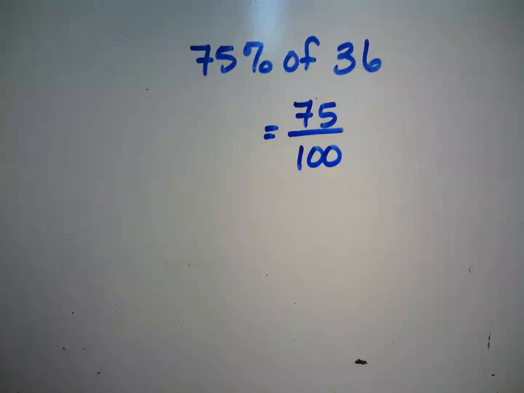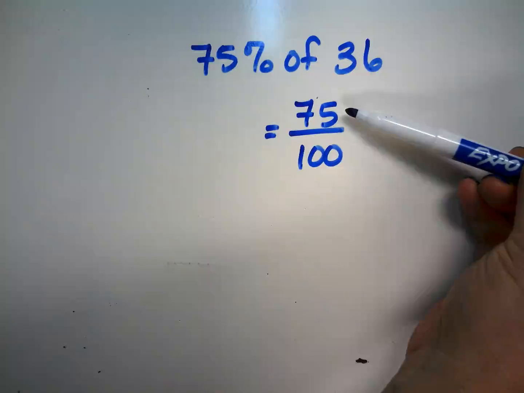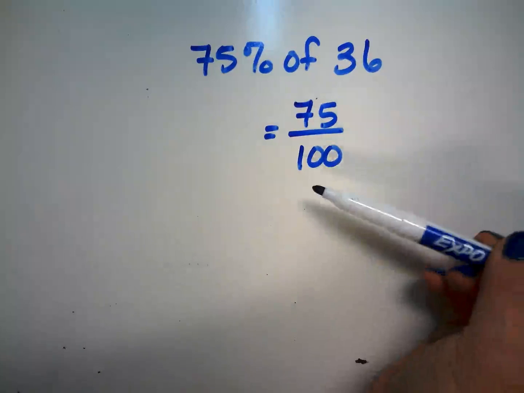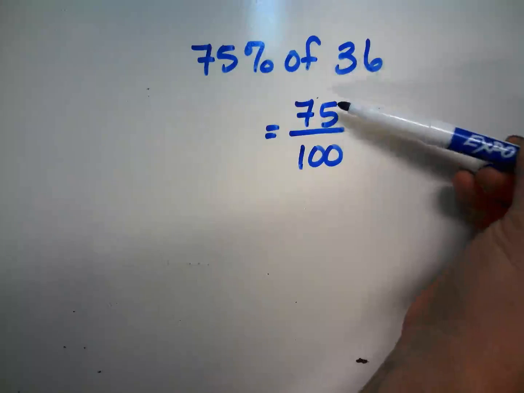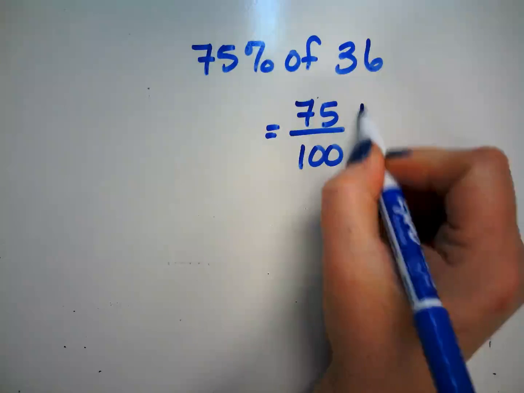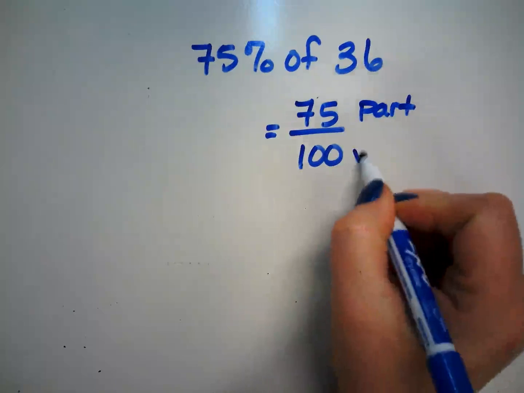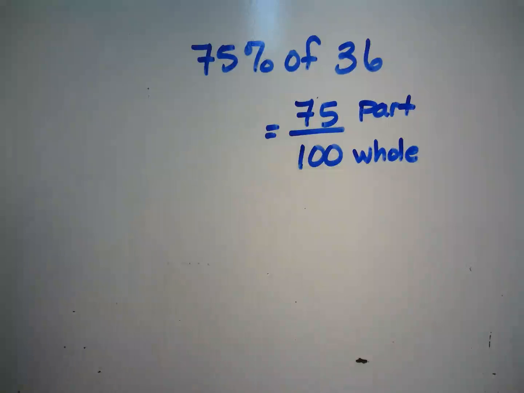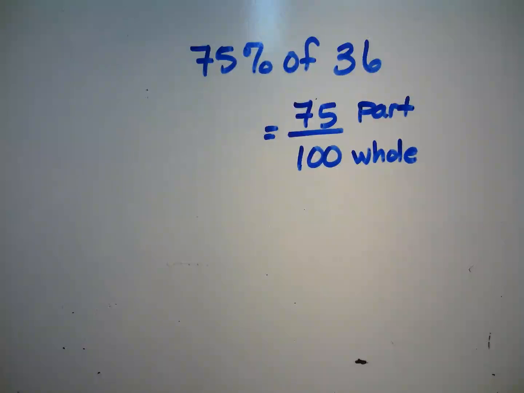Now the question becomes, is this 36 my whole, or does it represent my part? Because remember, 75 is the part of a whole 100. Does that make sense? Yeah. This represents a part to whole relationship. Part to whole. So is 36 the part or the whole? Whole. Part.